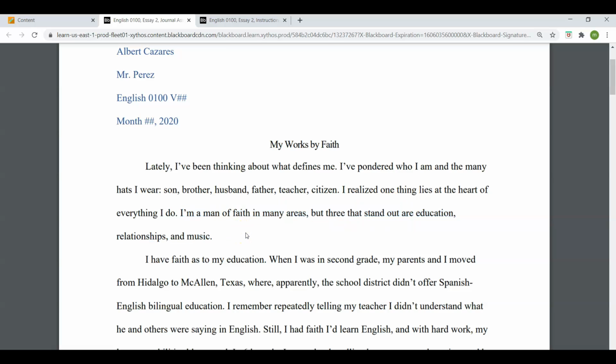But notice how it says, I'm a man of faith in many areas. I could have put a period on that, and that could have been my thesis statement. That would have been fine. But I decided to add 3 things. But 3 that stand out are education, relationships, and music. And you can see that.